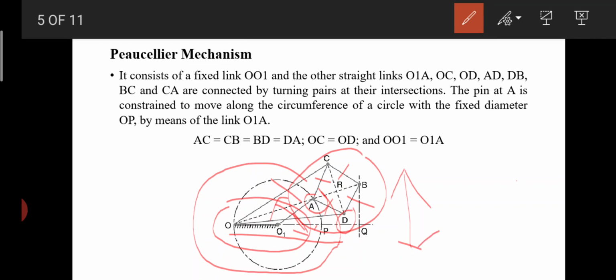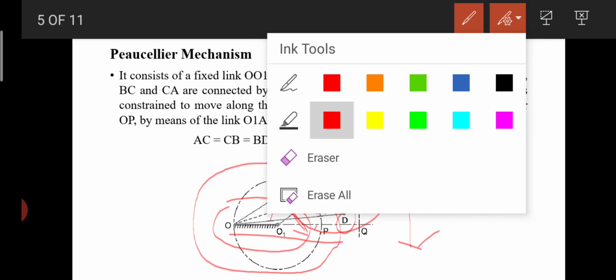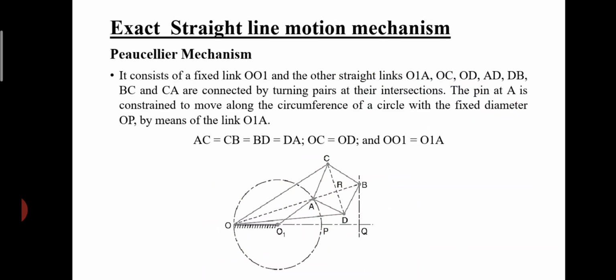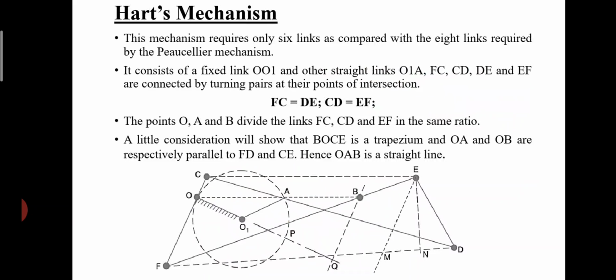This is a straight line motion mechanism, an exact straight line motion mechanism. Next, Hart's mechanism. This mechanism requires only 6 links as compared with the 8 links required by the Peaucellier mechanism.